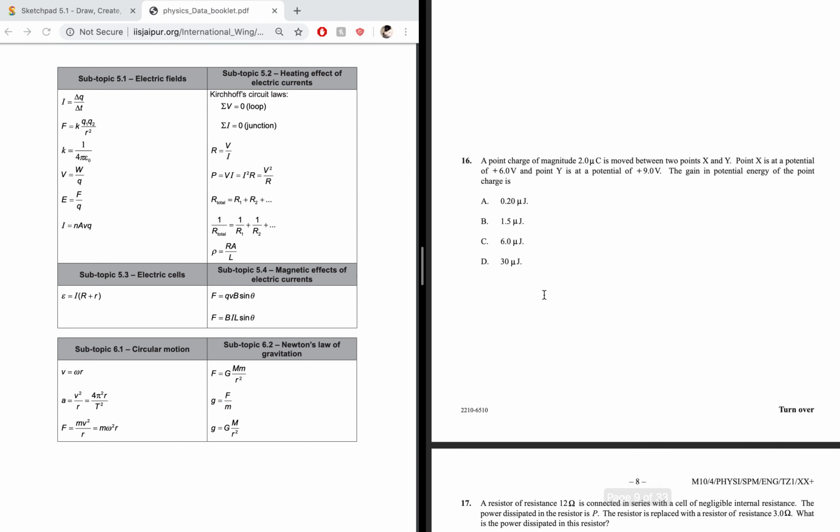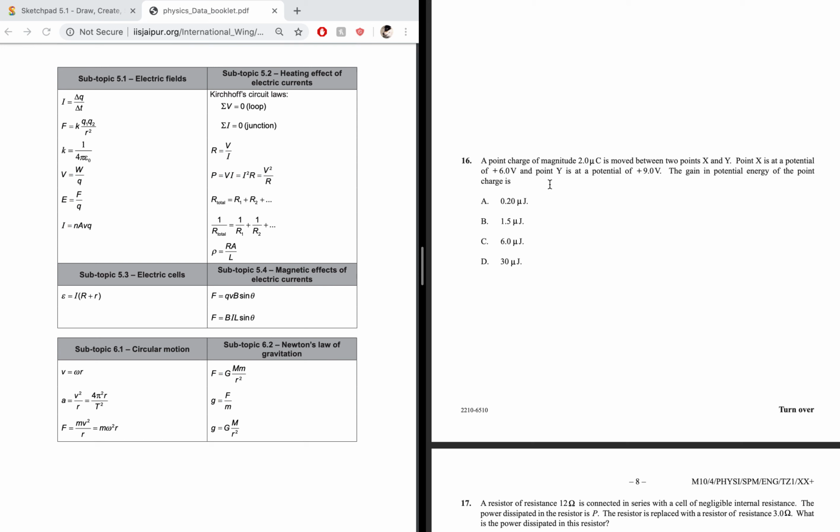Okay. A point charge of magnitude 2 microcoulombs is moved between points X and Y. Point X is at a potential of plus 6 volts, and point Y is at a potential of plus 9 volts. The gain in potential energy of the point charge is.